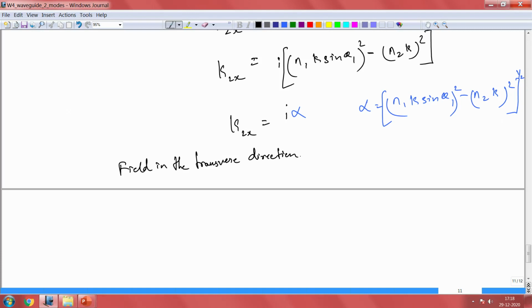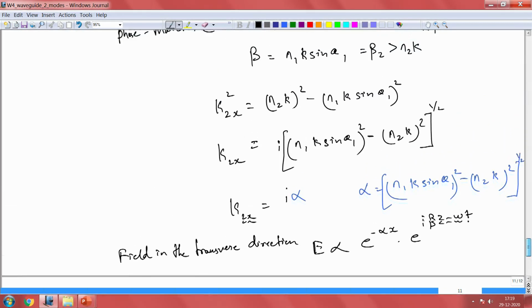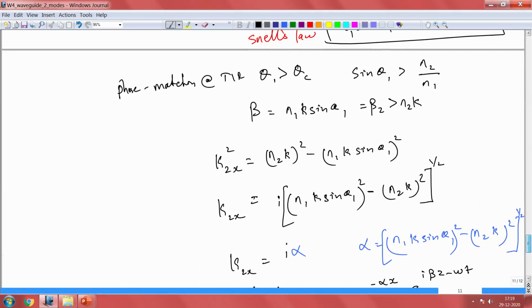So, now the field in the transverse direction will look something like e to the power minus alpha x times e to the power i(beta z minus omega t). So, now you can see the propagation that you have when theta is greater than theta c. What we mean by that is this is the critical angle.